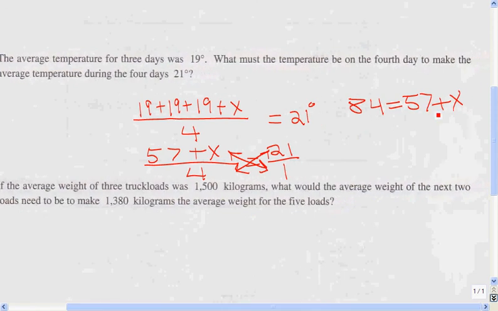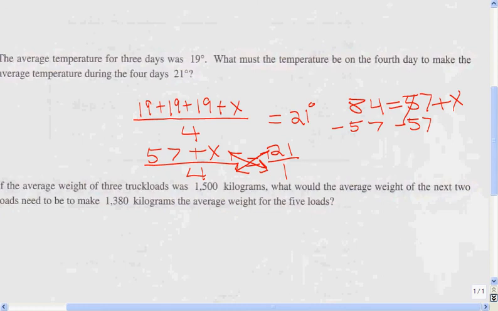So I got 84 equals 57 plus x, and I need to get x by itself so I can know what x is. So I'm going to transpose by subtracting 57 from both sides. The 57 on this side cancels out, and I get x on this side by itself. Then I subtract here, and I'm going to get my answer by subtracting. So the temperature for the fourth day has to be 27 degrees for it to average to 21. 27 degrees is my answer.